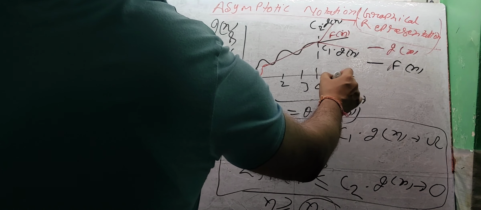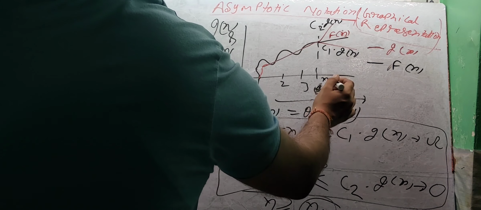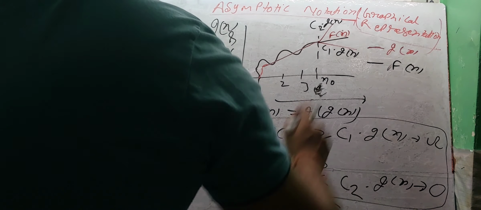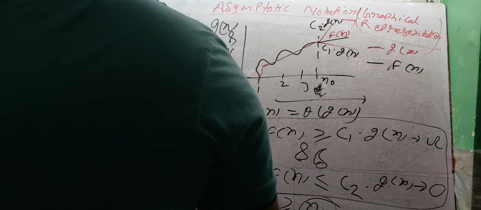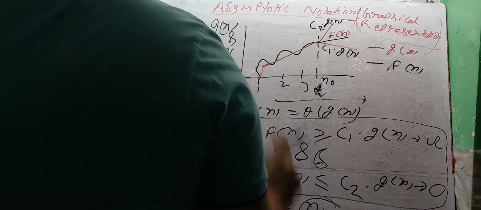Here for n naught, for example, I am taking n naught as 4. N naught can be any value. From that, for all values greater than or equal to n naught, this condition will hold true by using constant values c1 and c2.